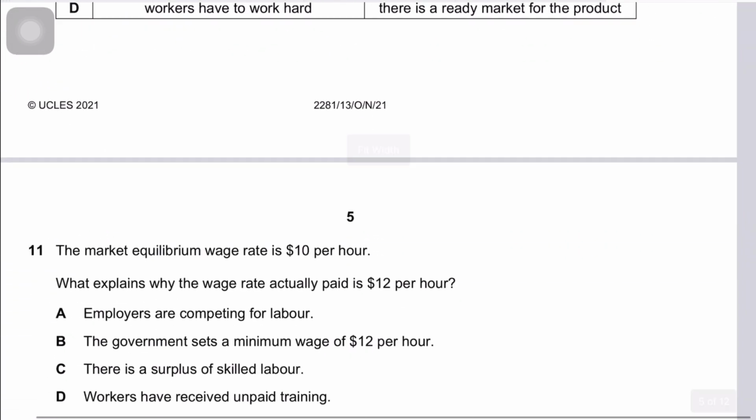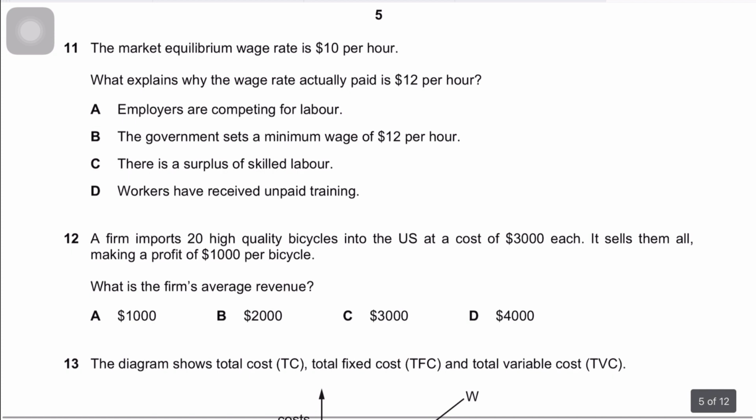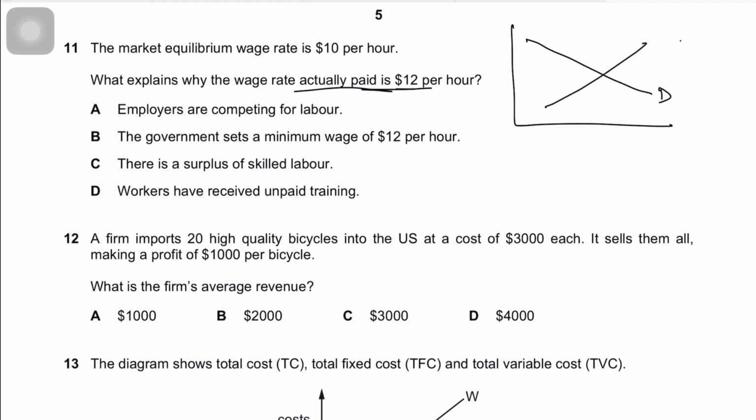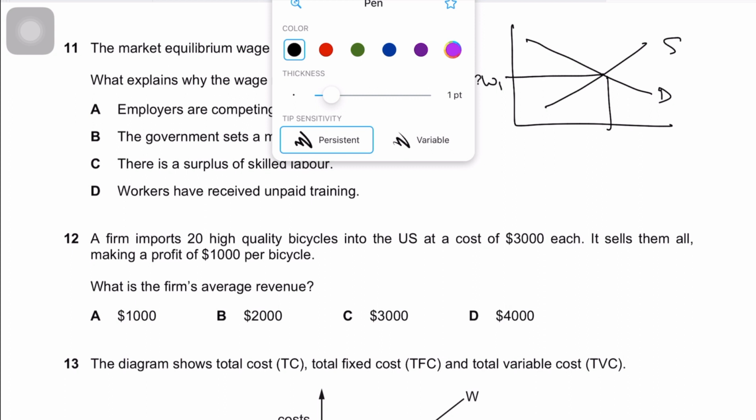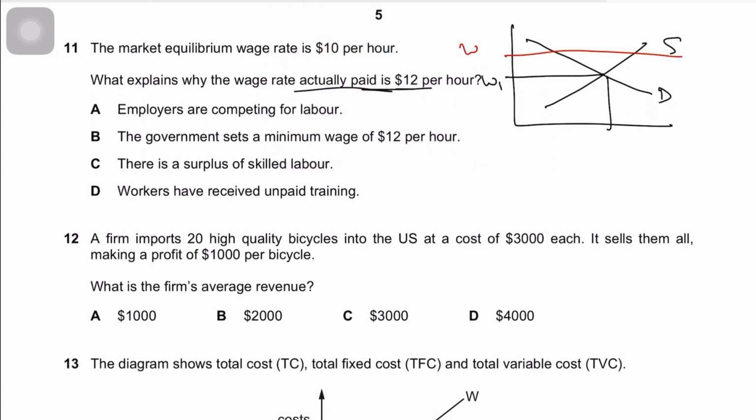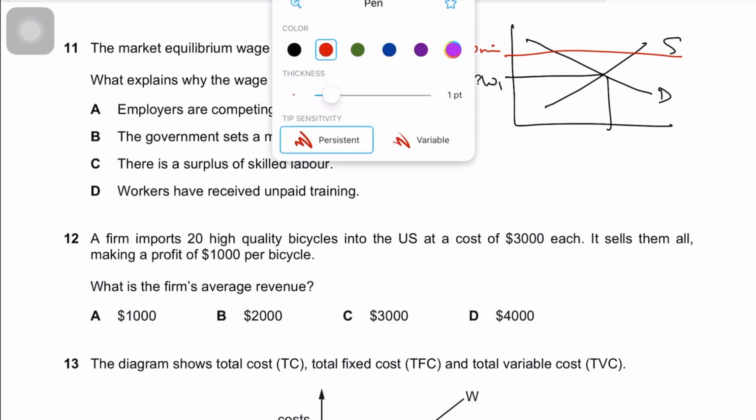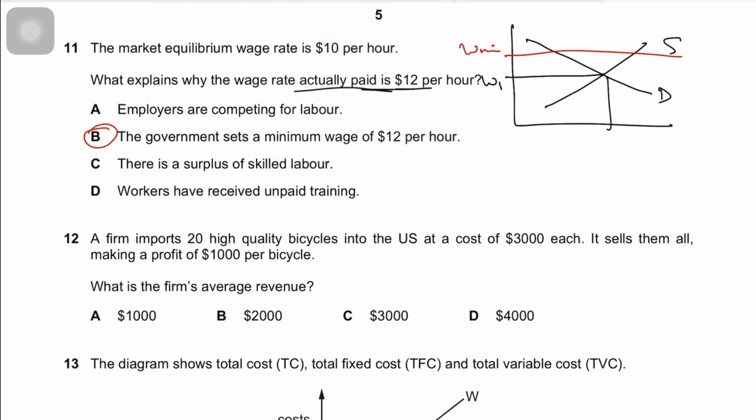For question number 11, it says the market equilibrium wage rate is 10. What explains why the wage rate actually paid would be 12? So definitely it would be a minimum wage if this is your demand and supply, and if this is your market wage rate, let's suppose W1, but you end up paying the minimum wage, which is above the market wage rate. So definitely the answer should be 11, should be B.